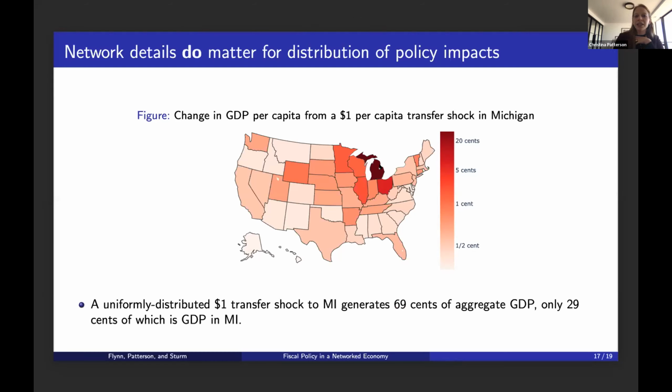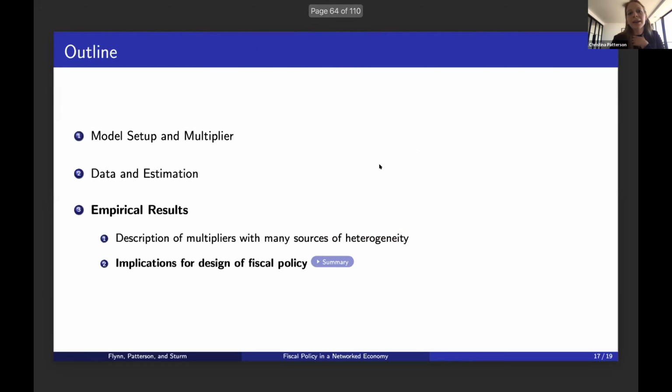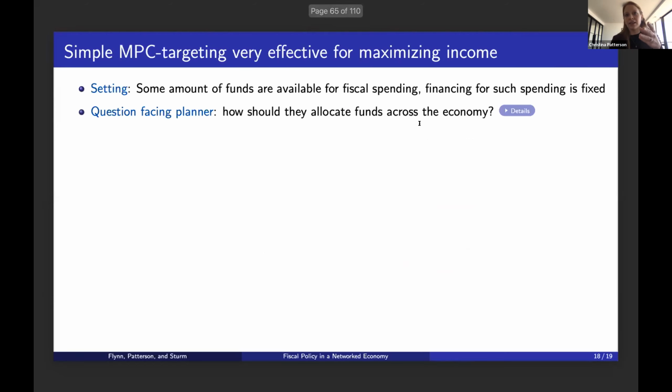Okay, and in the very last minute, I'm going to talk briefly about what these patterns imply for the implementation of fiscal policy. In the interest of time, I'm not going to go over any of the details here, but I'll give a broad overview of the setting we're considering. We're thinking about cross-sectional heterogeneity. We're focusing on the setting in which there's some amount of funds available for fiscal spending. The financing of that is fixed. And the question facing the social planner is how should they allocate those funds across the economy?